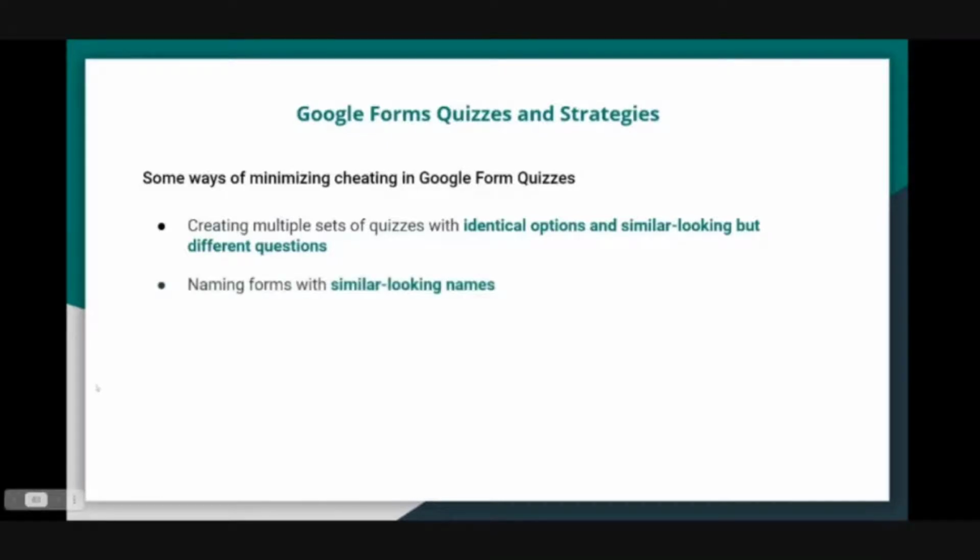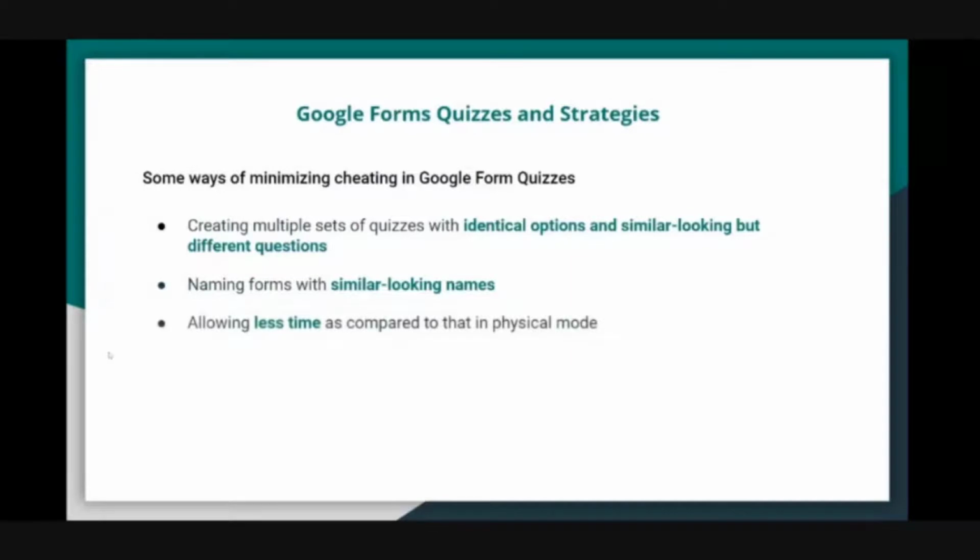The second thing you can do is to name these forms with similar looking names, because on Google Classroom, you cannot have 2 assignments with the same form name. Even on Google Forms, you cannot have 2 forms with the same name, right? So you can have similar looking names to throw them off. I'll show you how.